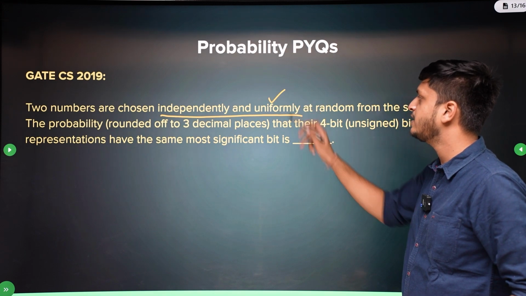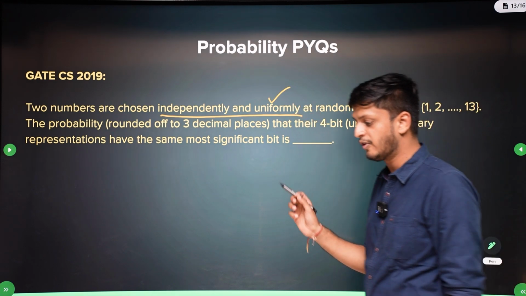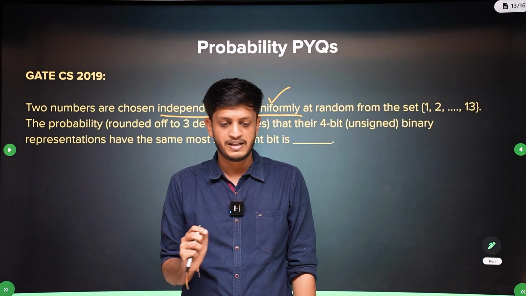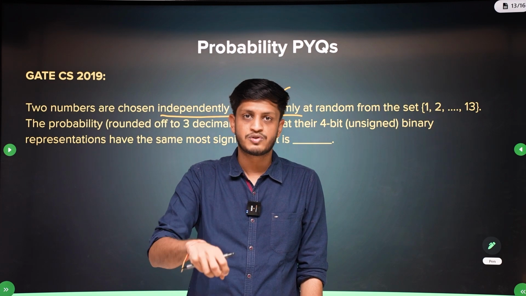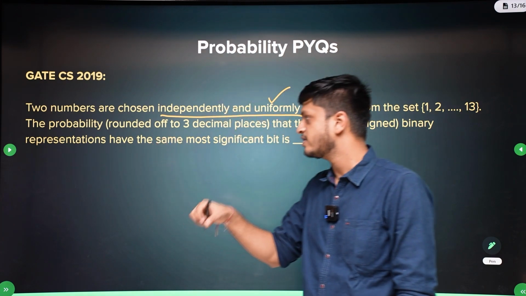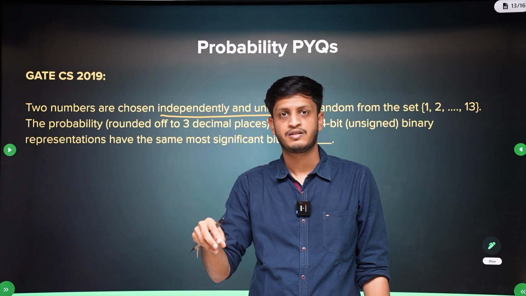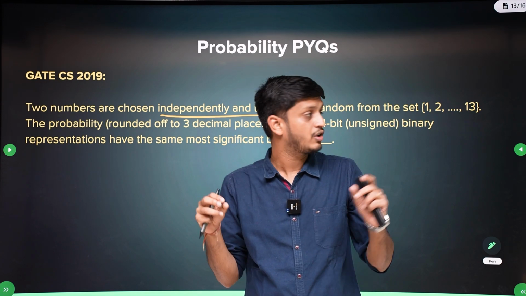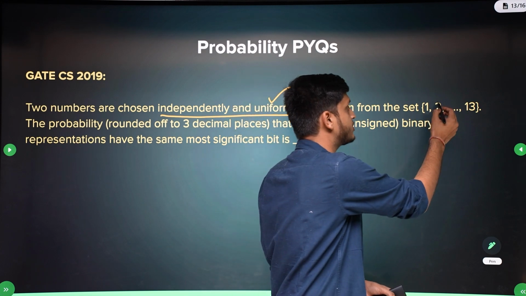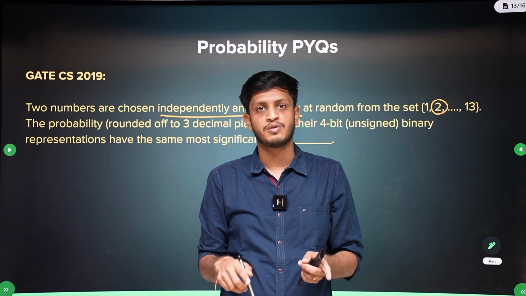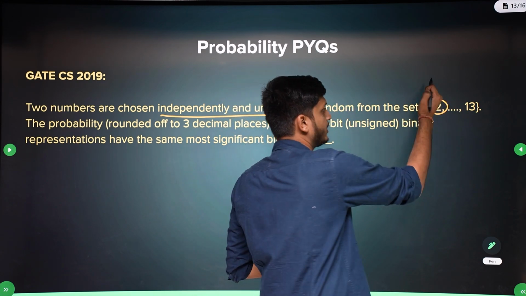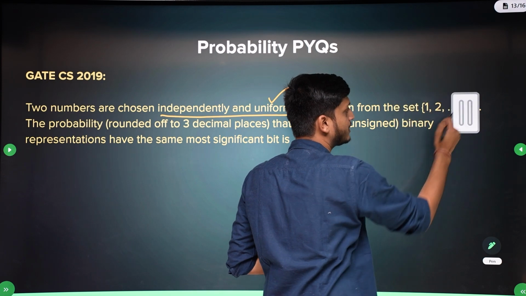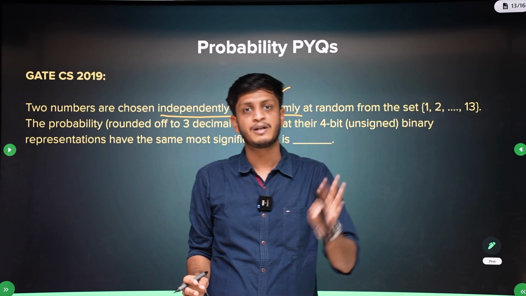What does uniformly mean? I told you, if uniformly is written, it means that you choose the first number and then put it back. There is no connection between the two numbers you are choosing. So if you choose 2 in the first go, you can again choose 2 in the second go. And trust me, I made this mistake in the exam.